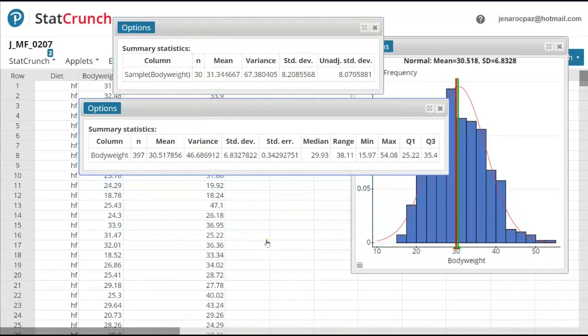And let's bring this together. The mean of the complete data set is 30.51, and the mean of just one sample is 31.34. Very close. Very, very close, these two values. What about the standard deviation? In this case, the standard deviation of the complete data set is 6.83.